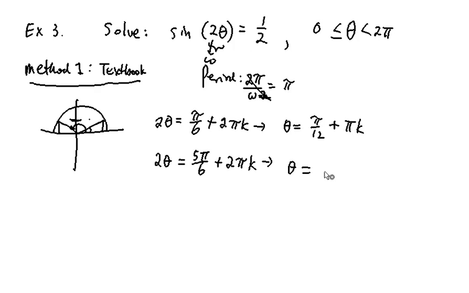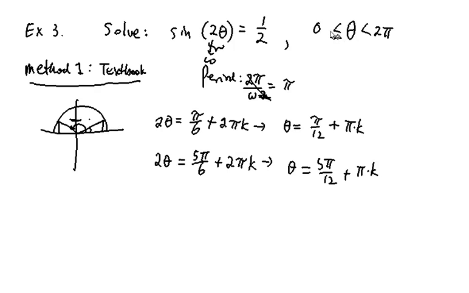Okay, and here I'd get theta equals 5 pi over 12 plus pi times k. And notice that this now is pi, which is what we had over here, and that makes sense. So the period is repeating every pi, so this would be my general formula for these two situations.